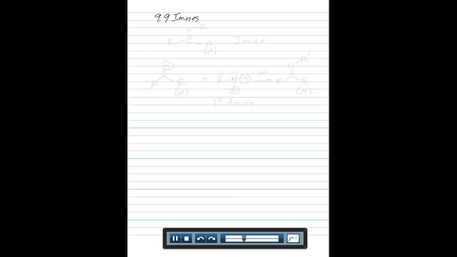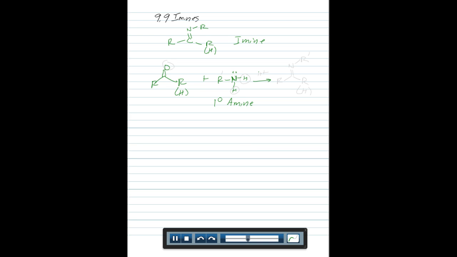All right, 9.9 is imines. It's pronounced imine. It's like a ketone, but instead of having an oxygen, you have a nitrogen. That is an imine. All right, the way you make it is you start with either an aldehyde or ketone. Again, it doesn't matter. I guess I should put an H here just to be complete. And you add, it's got to be a primary alcohol. All right, I'm sorry, a primary amine, meaning your nitrogen is attached to one R group.